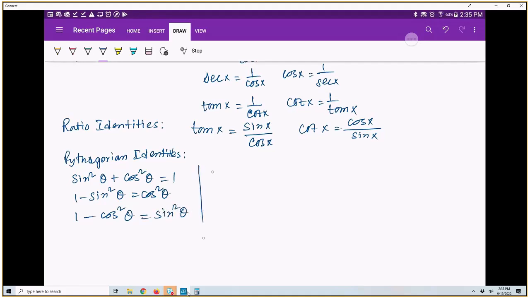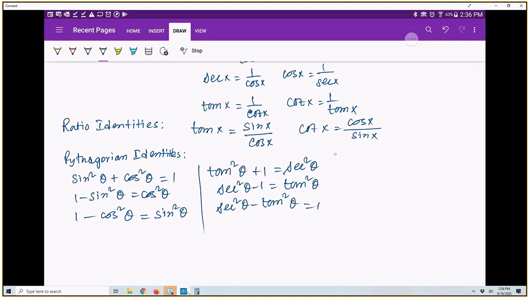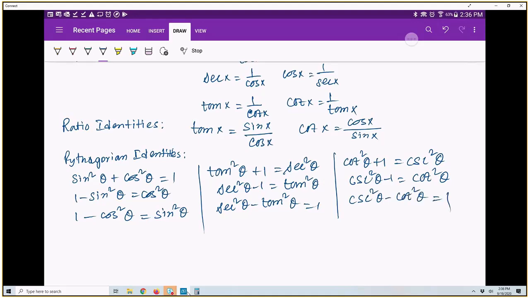Then the next one is tangent and secant. So tangent square theta plus 1 equal to secant square theta, or you can say secant square theta minus 1 equal to tangent square theta, or if I want, I can say secant square theta minus tangent square theta is equal to 1. And there is a similar one with cotangent and cosecant. So cotangent square theta plus 1 is equal to cosecant square theta. Cosecant square theta minus 1 is cotangent square theta. And cosecant square theta minus cotangent square theta is equal to 1.